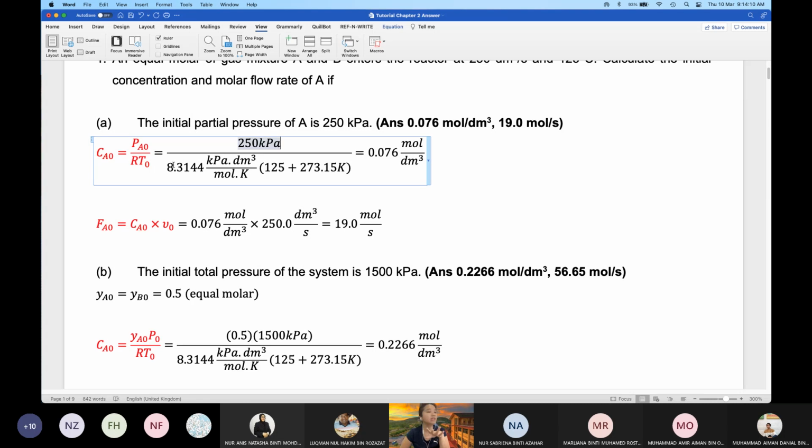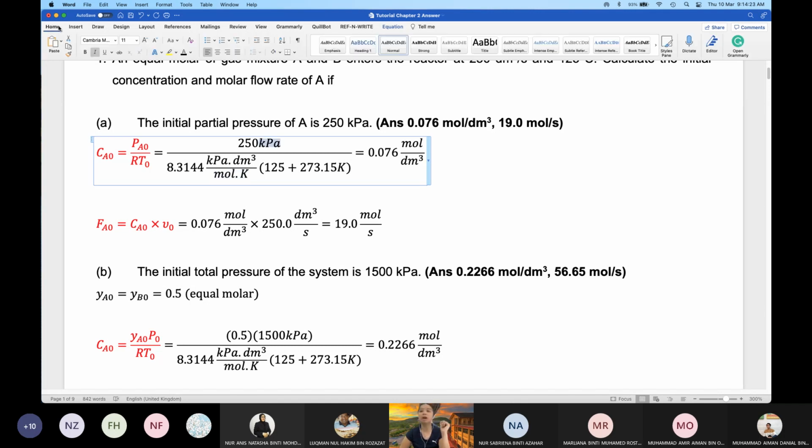So that one is actually 8.3144 kilopascal dm cubed per mole Kelvin. Why I do this is because I want to automatically cancel my pressure unit straight away. So you can see I can directly cancel my kilopascal unit this way. Done. Okay. Next, I have to multiply with T naught, initial temperature.